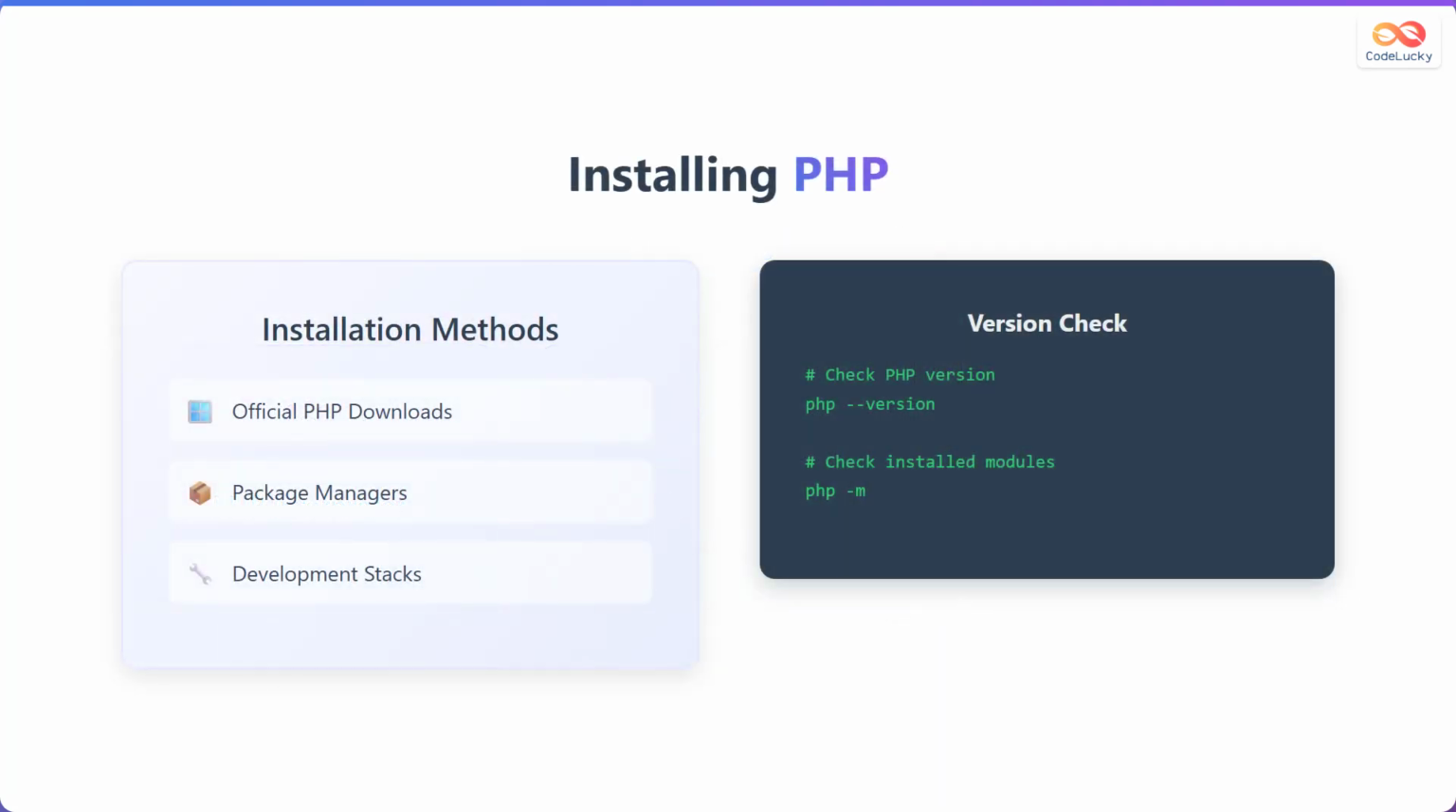Let's look at installing PHP. There are three primary methods for installing PHP. 1. You can use official PHP downloads. 2. You can use package managers. And 3. You can use development stacks. Once installed, use the command php --version to check the PHP version. To check installed modules, use the command php -m.